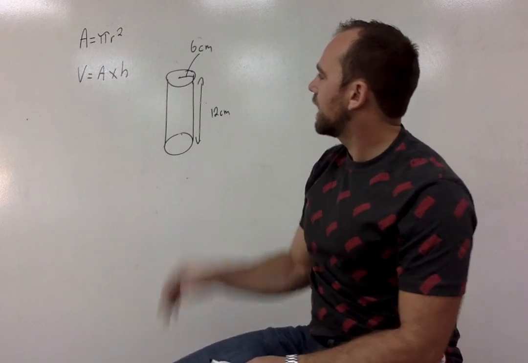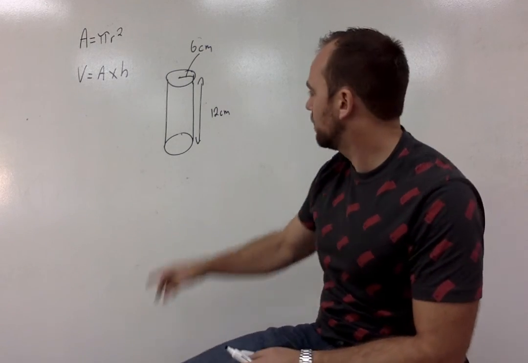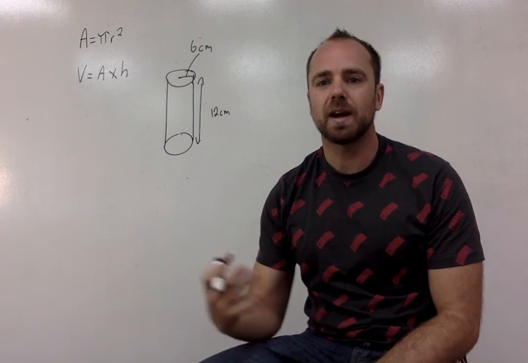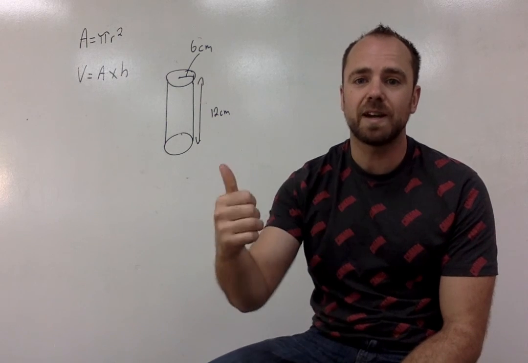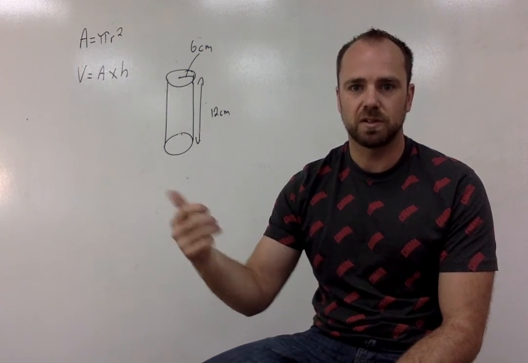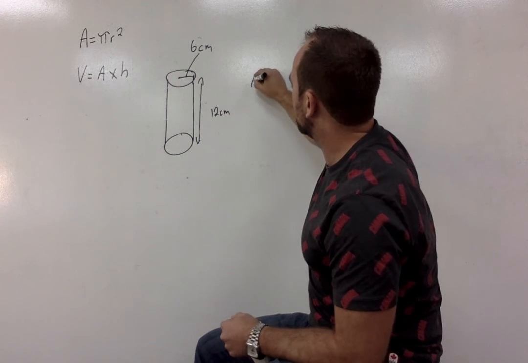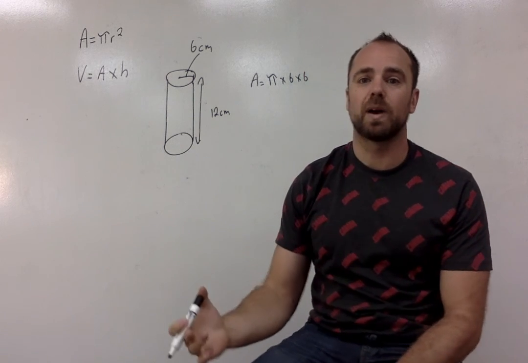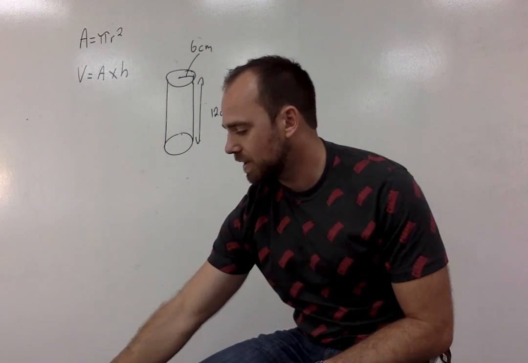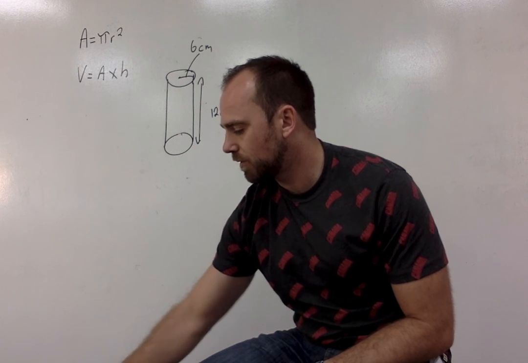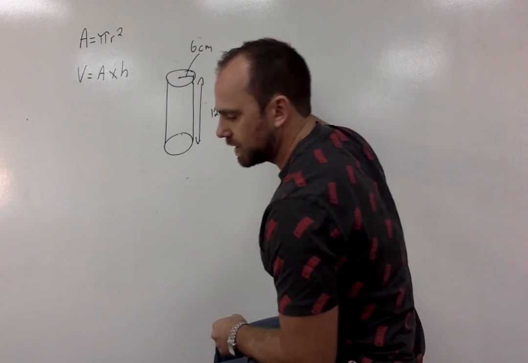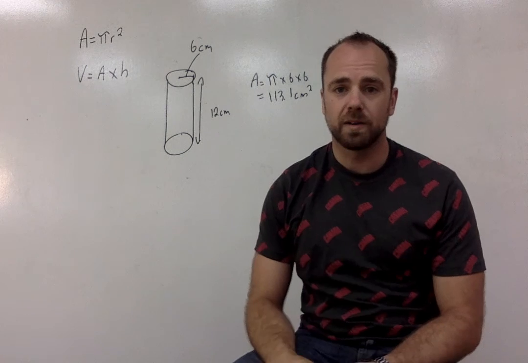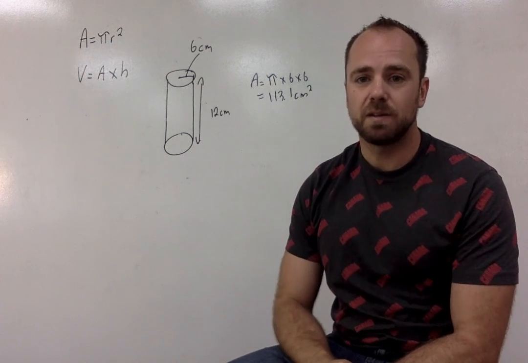What we're using right now is a radius of 6 centimeters and a height of 12. Obviously, the picture is not to scale. To calculate the volume, we need to find the area of one of the circles, using that same formula. Area equals pi times 6 times 6, or 6 squared. So we calculate 6 times 6 times 3.14, and our area is 113.1 centimeters squared.